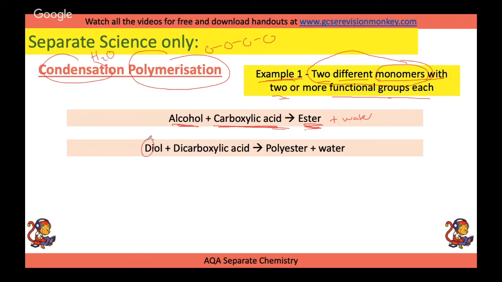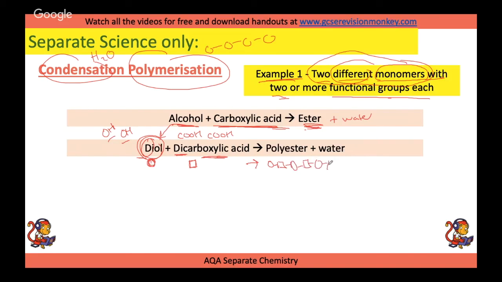So di means 2. So essentially, a diol is an alcohol, but with 2 functional groups. So you're going to see 2 OHs on it, because it's a diol. A dicarboxylic acid, again, is a different monomer, okay, and it has got 2 functional groups for a carboxylic acid on it. They are going to react together. So this is one monomer reacting with a different monomer. I'll just do one as a circle, one as a square. And that is going to make a polymer like so.